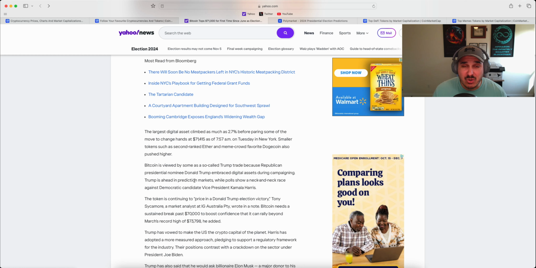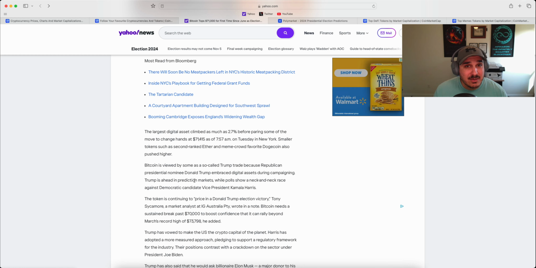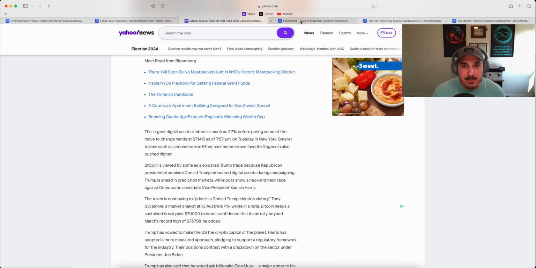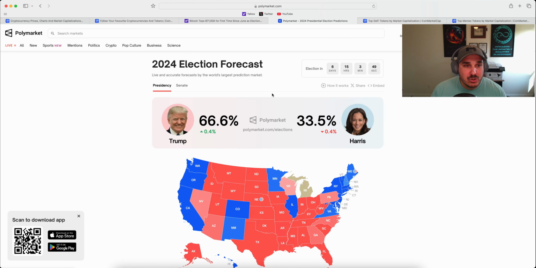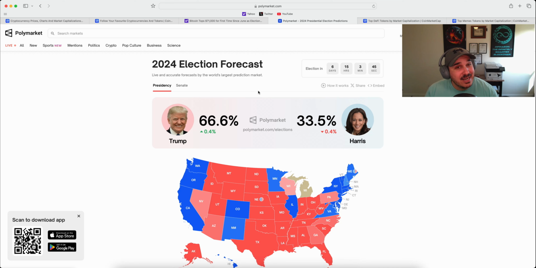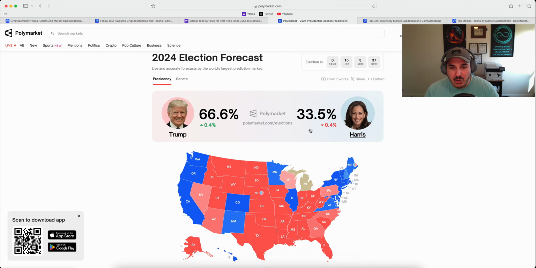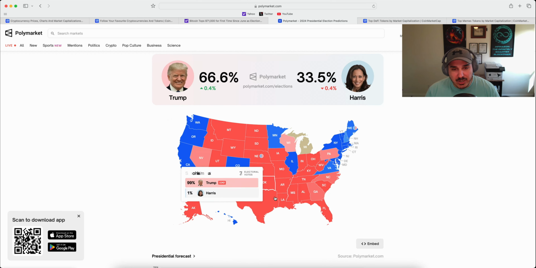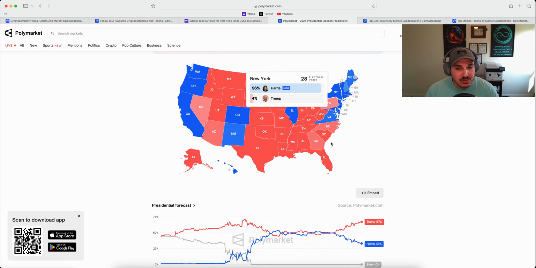They have no bias or anything like that. Their goal is simply money. So I love looking at betting markets. If you hop on over to Polymarket, you'll see that Trump has a very commanding lead as to who they are predicting is going to win this presidential election. He's at 66.6%. And then Kamala Harris is at 33.5%. Of course, the red's Trump, the blue is Kamala Harris, which the predictions are.